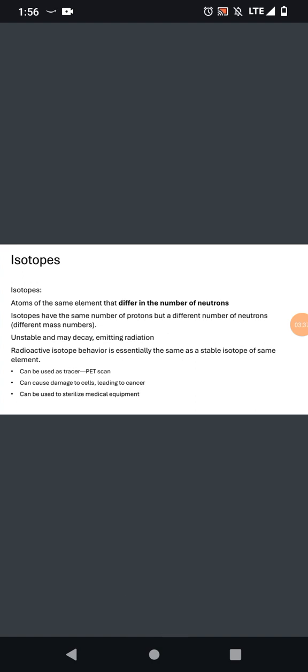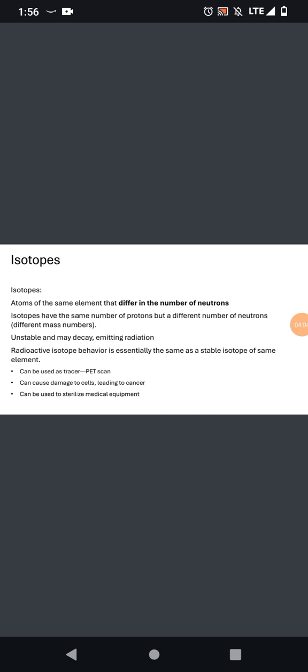Isotopes. Atoms of the same element that differ in the number of neutrons. Isotopes have the same number of protons but a different number of neutrons, so different mass numbers. Some are unstable and may decay, emitting radiation. Radioactive isotope behavior is essentially the same as a stable isotope of the same element.